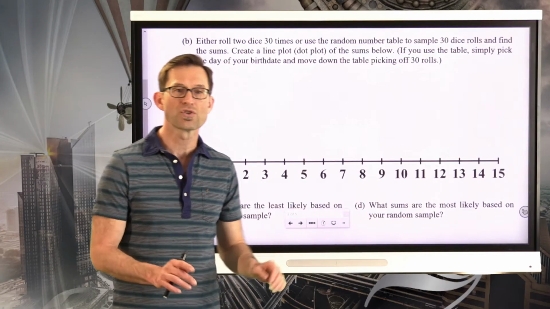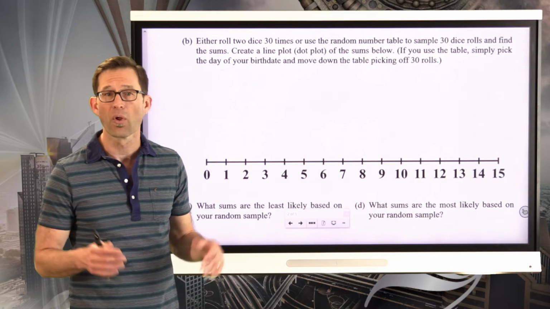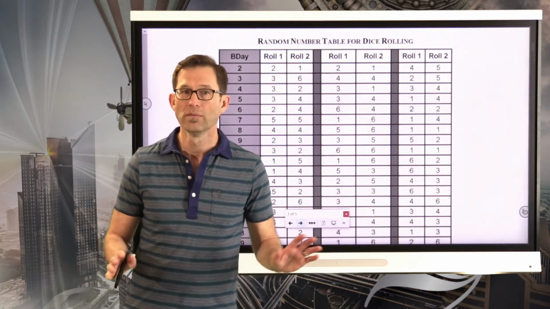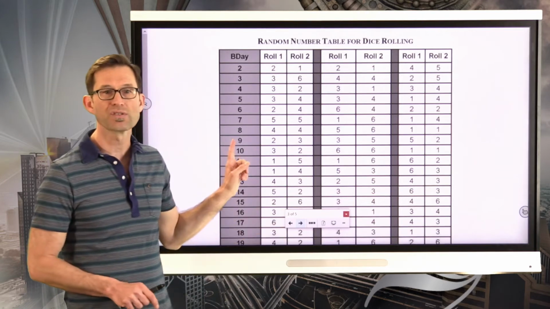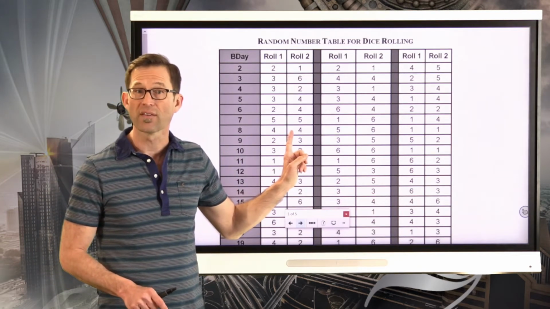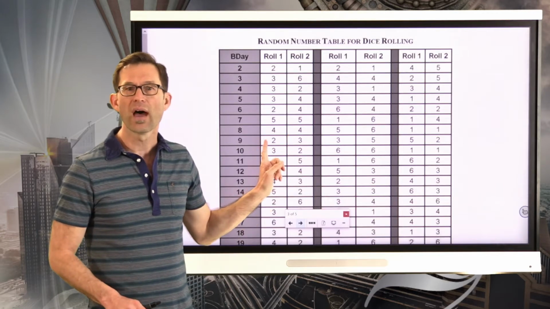So again, just to make sure everybody understands how to use that table, right? Let's say you were born on March 8th. Then you'd just go to the 8 and you'd start with 4, 4, right? So that would be a sum of 8. That would be your first roll. Then you'd have a 2 and a 3.